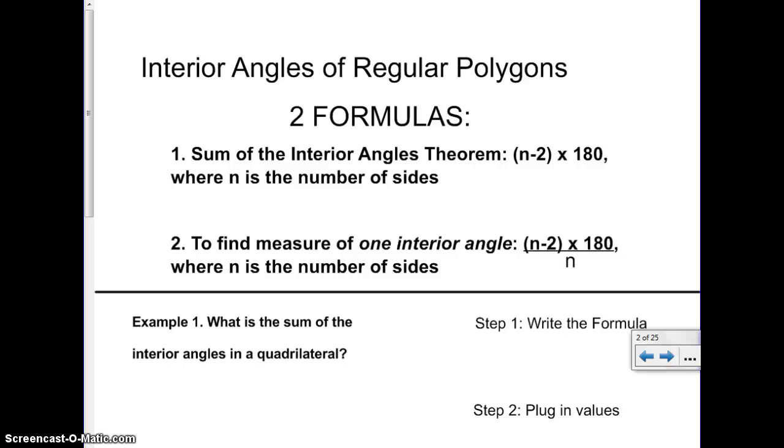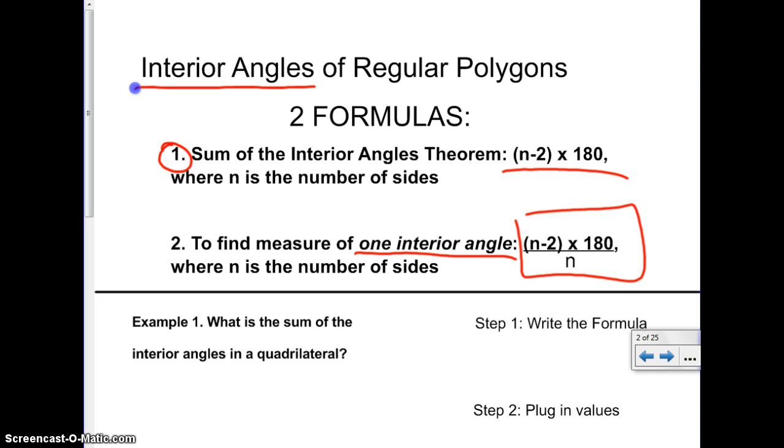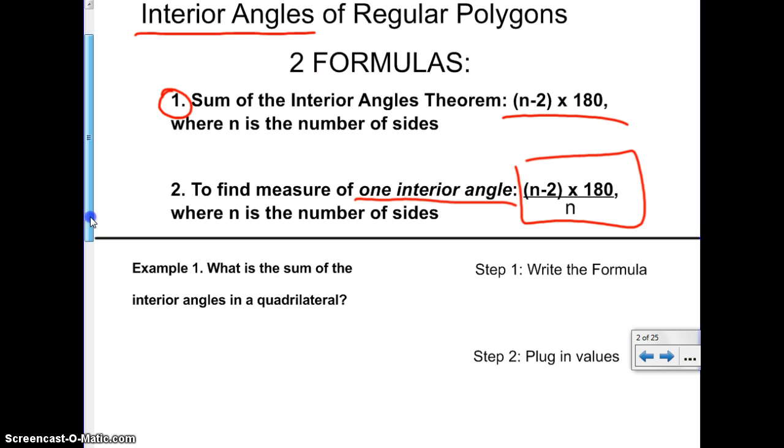What's up, geometry students? This is our first lesson in polygons, and it talks about the interior angles of regular polygons. There's two formulas that you've seen. They're basically the same thing. The first one is the sum of the interior angles. So if they ask you to find the sum of the interior angles, you're going to be using this formula right here. The second one is they're probably going to give you the number of sides, give you the shape, and ask you to find the measure of one interior angle, which is this formula right here. But enough talking, let's see how these actually work.